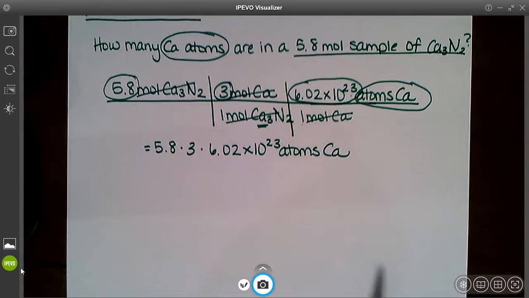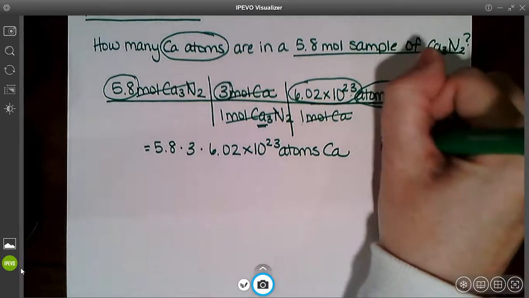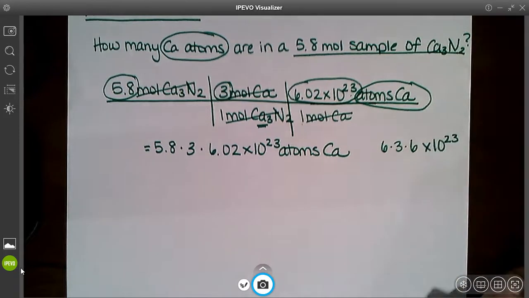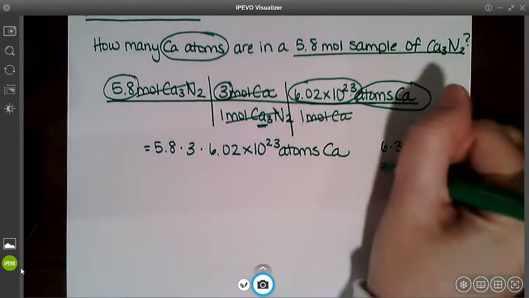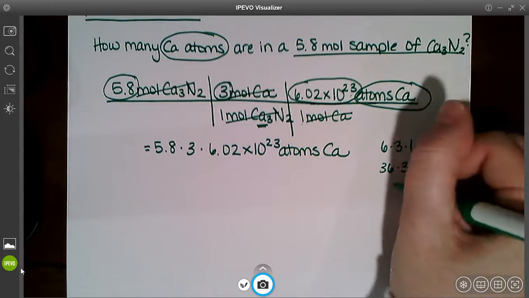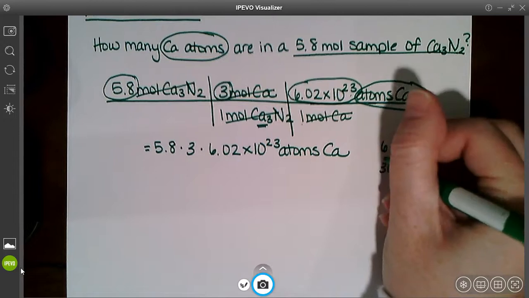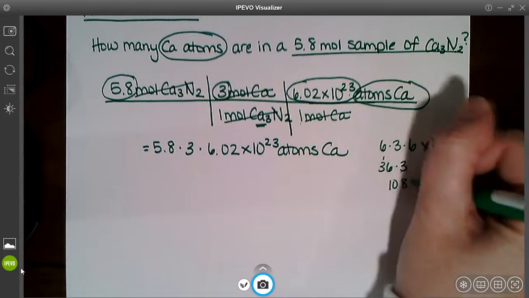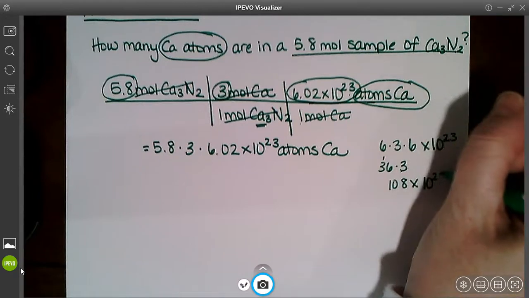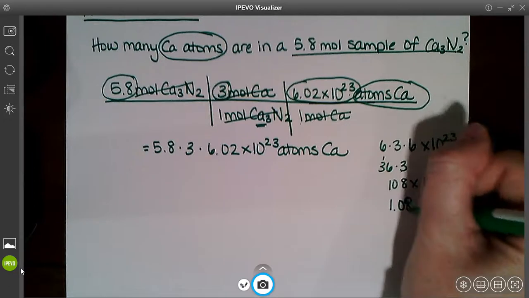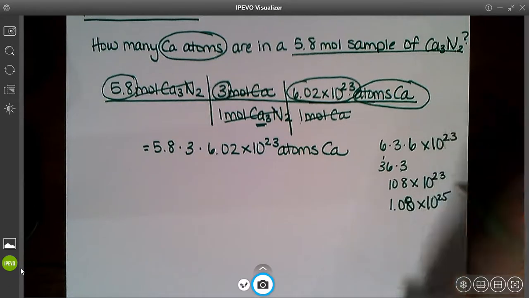Now if this were a multiple choice question on the AP exam, then I would make this 6 times 3 times 6 times 10 to the 23rd. That would be 36 times 3. 36 times 3 is going to give me 18 with 1, so 3 times 3 is 9. 108 times 10 to the 23rd, which is really 1.08 times 10 to the 25th.